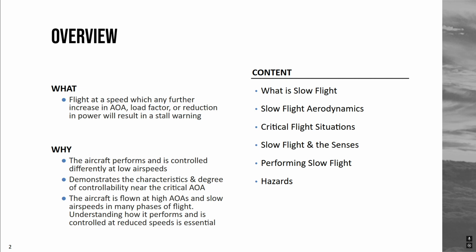So maneuvering during these low flight speeds, the flight characteristics and degree of controllability of the aircraft near the critical angle of attack is different than when compared to higher speeds in normal operations. And we'll enter these regimes of flight whenever we're doing things like taking off, landing, doing a go around. So learning how the aircraft performs and is controlled at reduced speeds is essential.